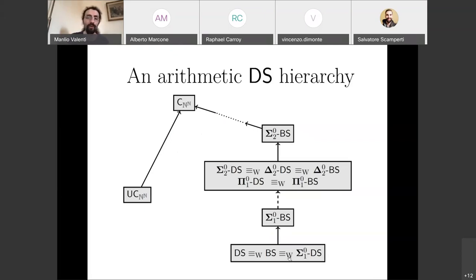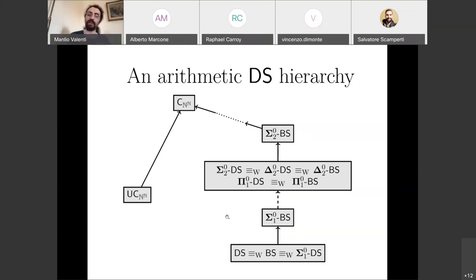But we don't really know what happens between these two classes. We don't know whether sigma 01 BS is actually able to compute delta 02 DS, whether it reaches the higher level. Let me also mention that all of these problems are incomparable with UC Baire. So this is a whole hierarchy which sits sort of on the side of the classic picture of the Weihrauch lattice. These are all problems which are very hard to solve, but that do not solve much.